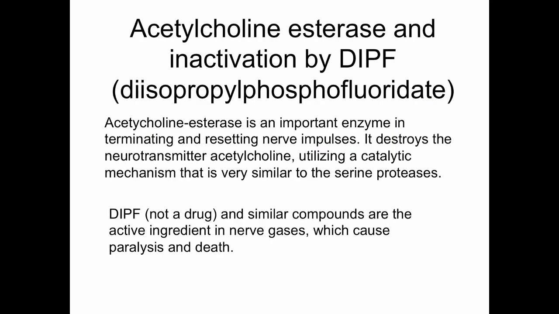Diisopropylphosphofluoridate, also called DIPF, is a neurotoxin that irreversibly inactivates acetylcholinesterase. Acetylcholinesterase is an important enzyme involved in terminating and resetting nerve impulses. It hydrolyzes the neurotransmitter acetylcholine, utilizing a catalytic mechanism that is very similar to the serine proteases. DIPF, which is not a drug, and similar compounds like sarin, are the active ingredient in military nerve gases.